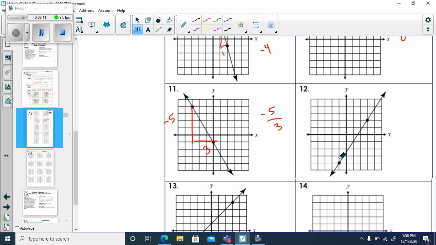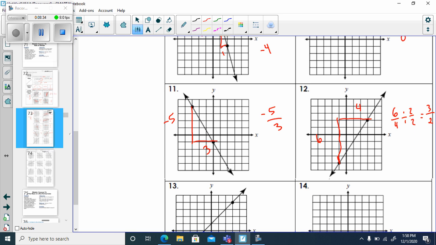Okay. How about this one? I'm going up 1, 2, 3, 4, 5, 6. So I went up 6 and I'm going over 1, 2, 3, 4. Up 6 over 4. Let's reduce that by 2 over 2. And that gives me 3 over 2. So I'm going up 3.